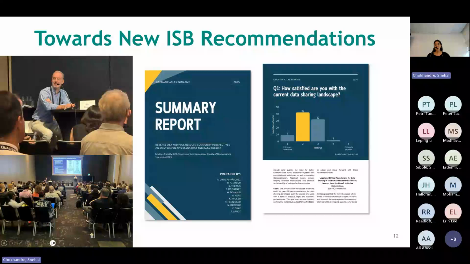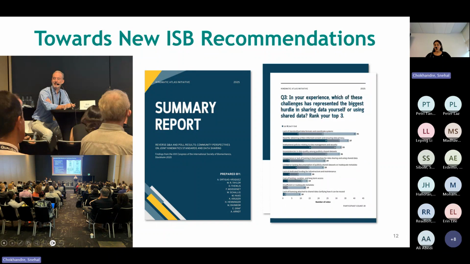So towards our first goal, like I said, we've published the draft of the summary recommendations, and a little over a week ago, we had 2 sessions at the ISB conference in Stockholm. We gathered community feedback, using systematic polling and interactive discussions on questions like, how satisfied are you with the current data sharing landscape?